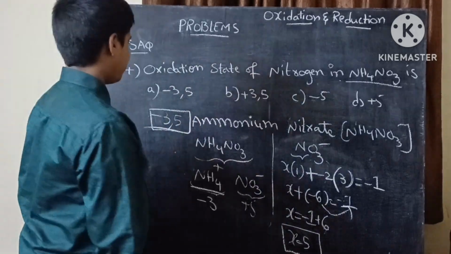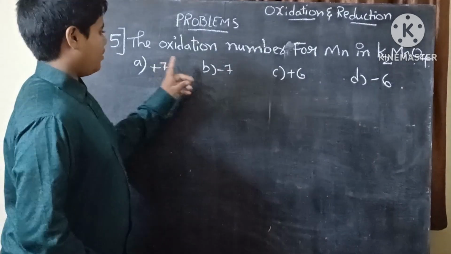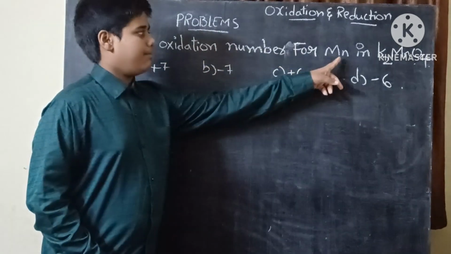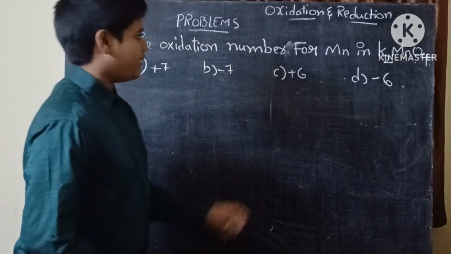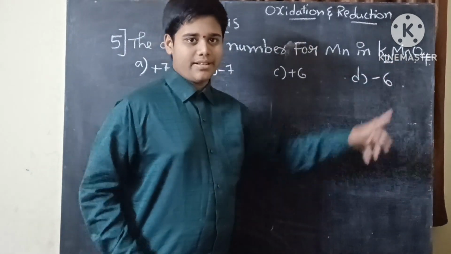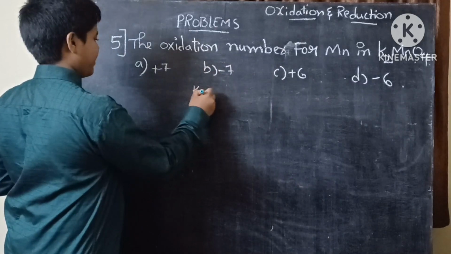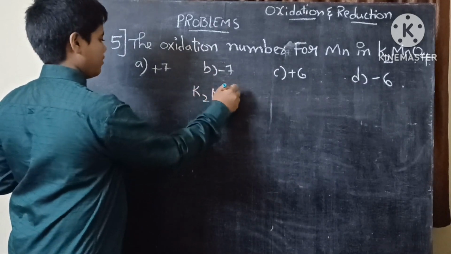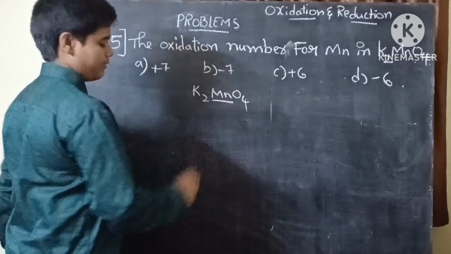Okay. So here option A is the correct answer. The oxidation number for manganese in K2MnO4. So here this is potassium manganate. Okay. So here in K2MnO4, we have to find the oxidation number of Mn.